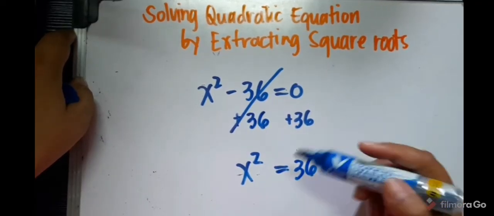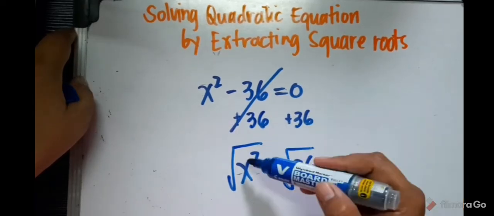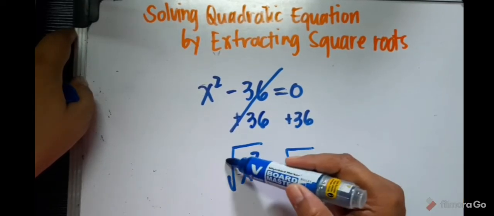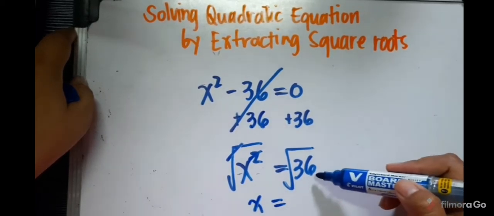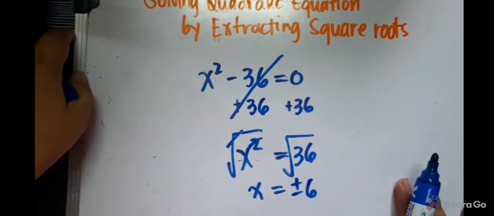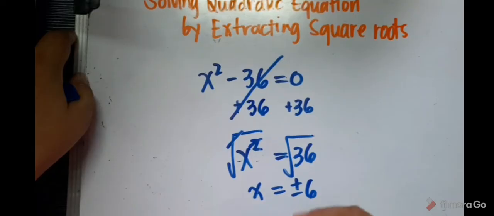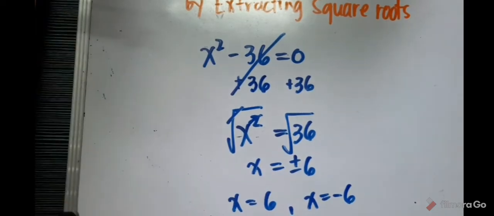From this, we can now use the extracting of square roots. Square root of x squared is equal to x, and the square root of 36 is positive and negative 6. Again, the roots of this equation are x is positive 6 and x is negative 6. Okay?